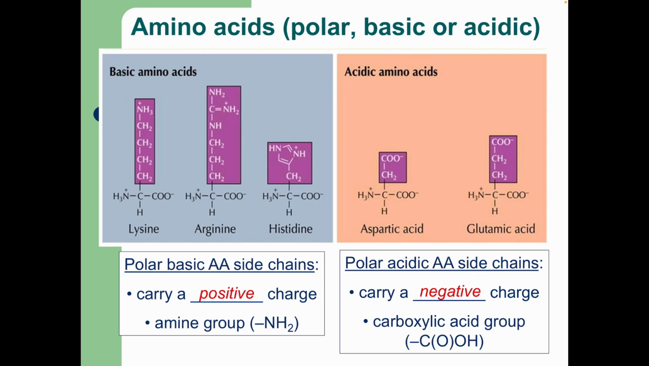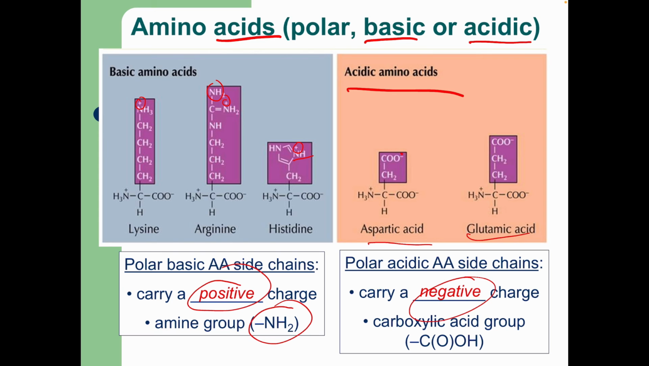Now we have our polar amino acids, both basic and acidic. So our basic amino acids include lysine, arginine, and histidine. So these polar basic amino acids carry a positive charge and have the amine group NH2. So we can see that extra positive here with the NH2, with the NH. And then we have our acidic amino acids, which are aspartic acid and glutamic acid. And these carry a negative charge. As you can see, there's an extra carboxylic acid group with the extra negative charge.